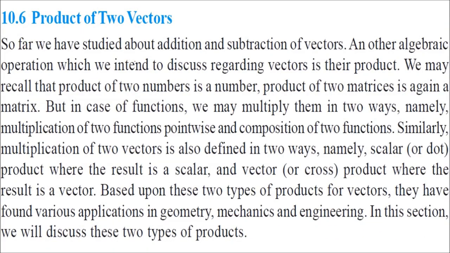Now product of two vectors. We have seen about the addition and the subtraction of two vectors. Now we'll see about product of two vectors. First is the scalar or dot product, and the second one is the vector, or we'll call it the cross product. And there are different types. We need them in different ways, and as we see in the examples also, in geometry, mechanics, engineering, various applications are there, various fields are there where we can employ them.